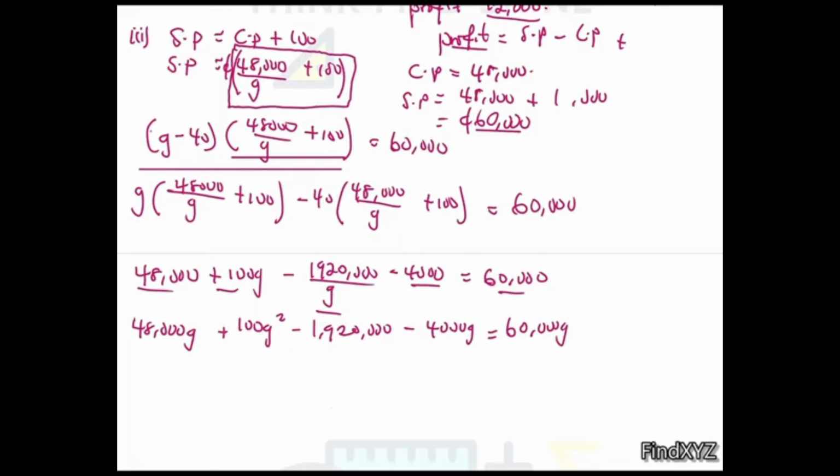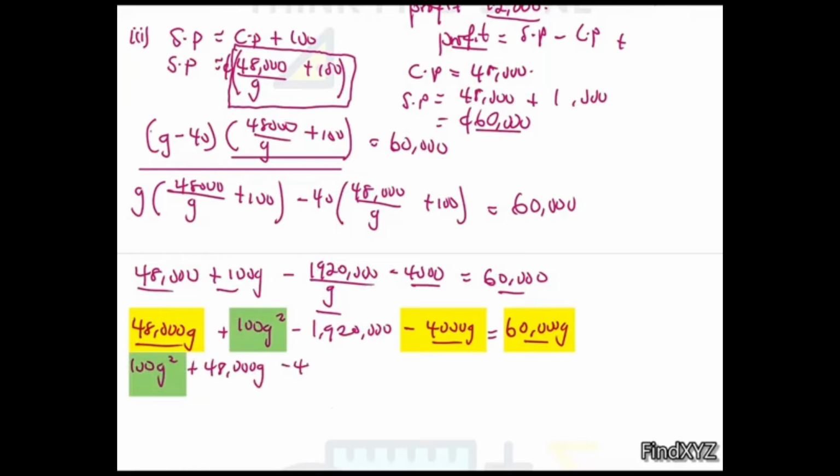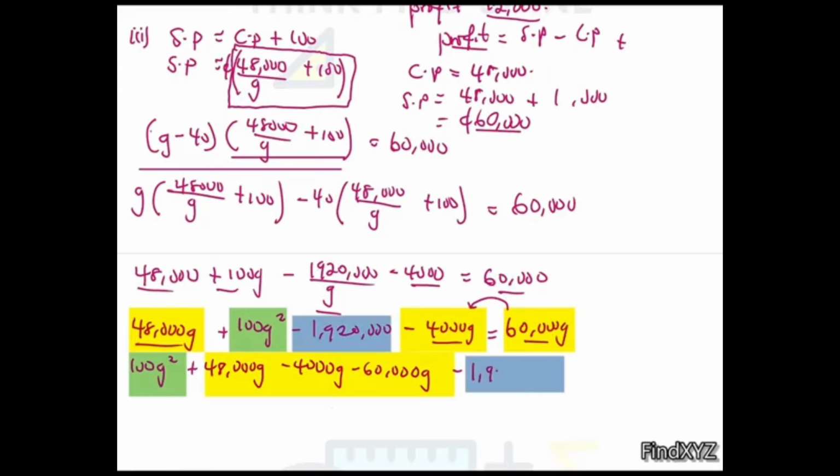Then what can we do? We can group them. So we have G, we have another G, we have another G. We can pull them together. Then we realize that we have a quadratic term. So let's bring that term first. So we have 100 G squared, then plus 48,000 G minus 4,000 G. Then this is 60,000 G. It comes to the left hand side, it will be negative 60,000 G. Then we have minus 1,920,000 cedis is equal to what is left here, 0, because we have moved this from there.